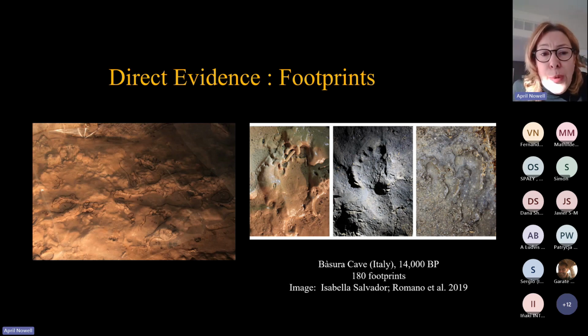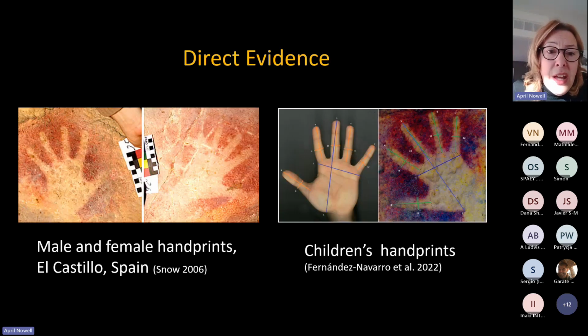This is some spectacular work where they've been able to reconstruct and analyze about 180 footprints. And we see what may be a little family grouping, exploring this cave, making art, and so on.